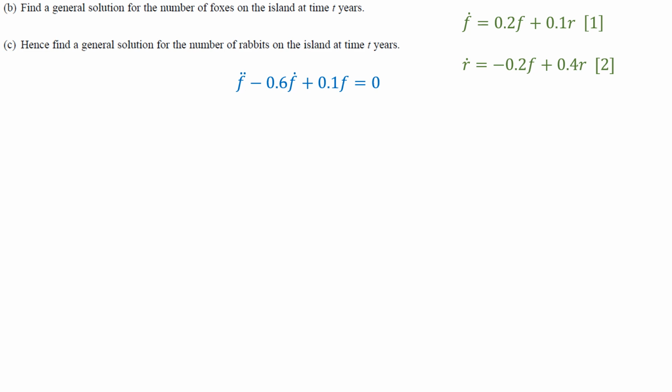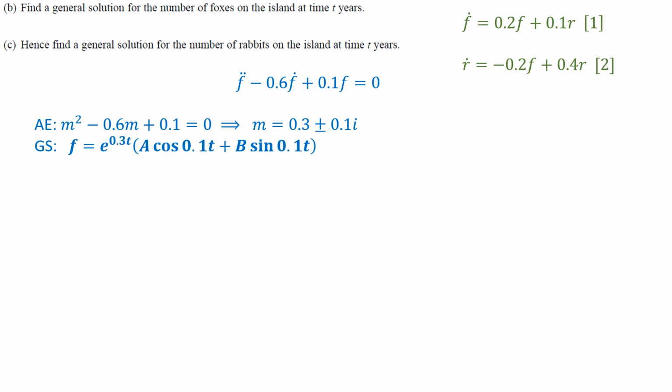So we begin with our second order differential equation, and we do the usual things. We write out the auxiliary equation, we find the roots, we use the roots to reconstruct an appropriate format for the general solution, and there it is. That is the number of foxes at time t. That's the answer for part B.